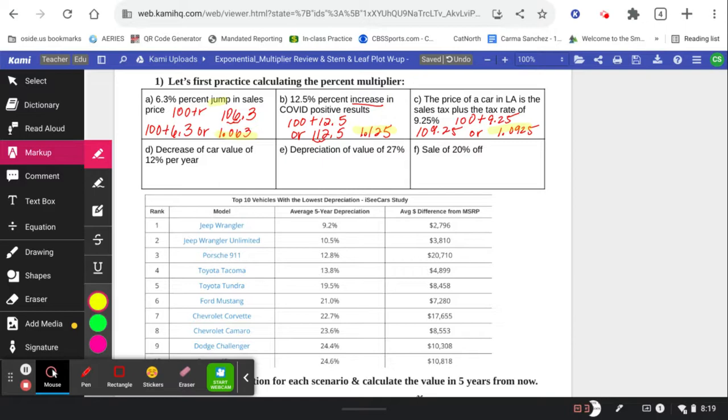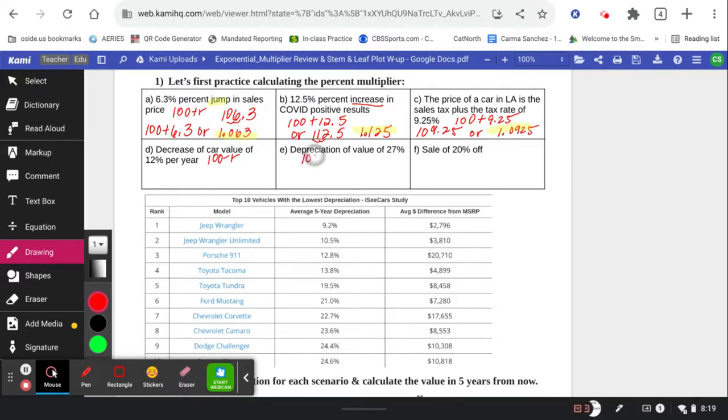Decrease in car value is going to be the 100 minus the rate. So 100 minus R, 100 minus R. Because all of these are talking about the price going down. So it's going to be a lower percentage than the original 100% value of the car. So if a car value is a 12% decrease, we're going to do 100 minus 12, or 88. Move the decimal twice. That's a 0.88 multiplier.